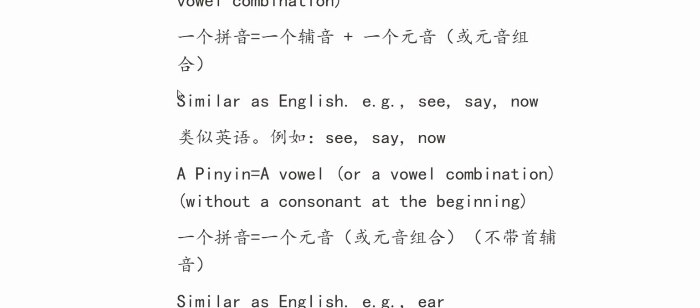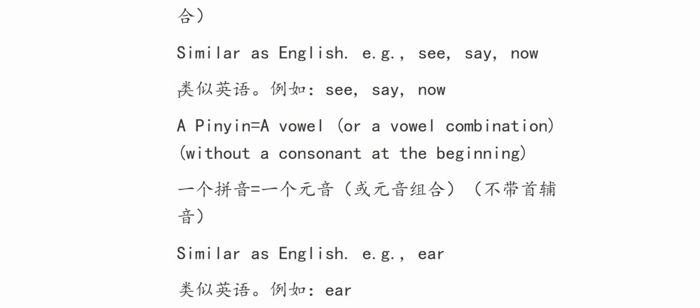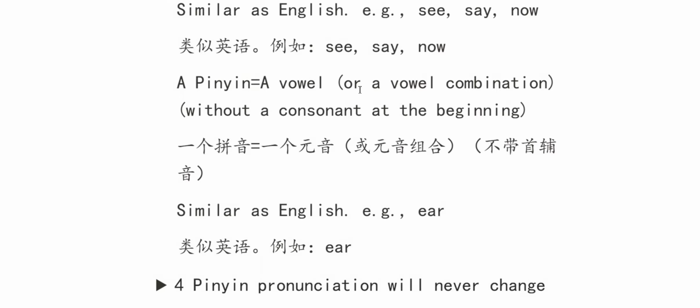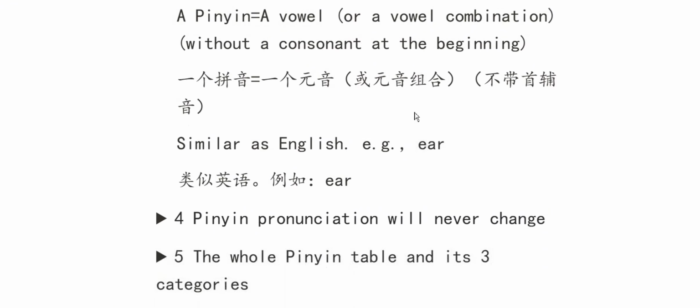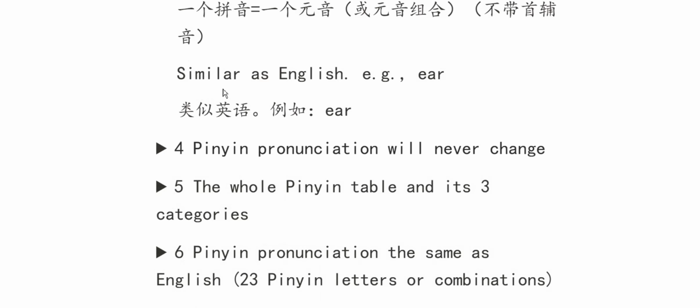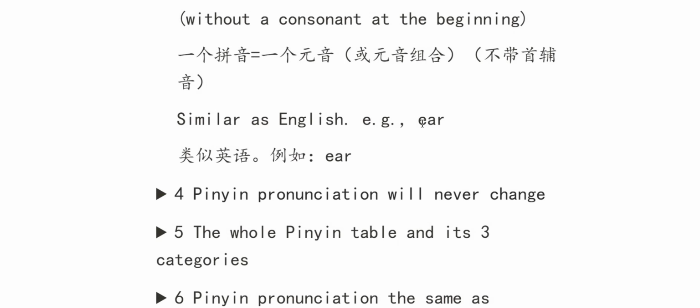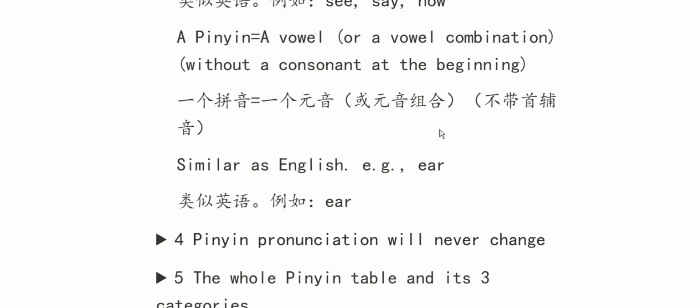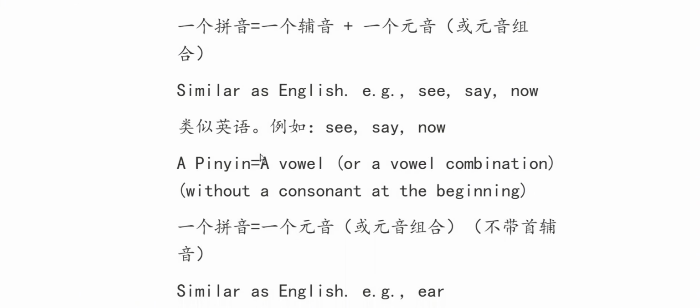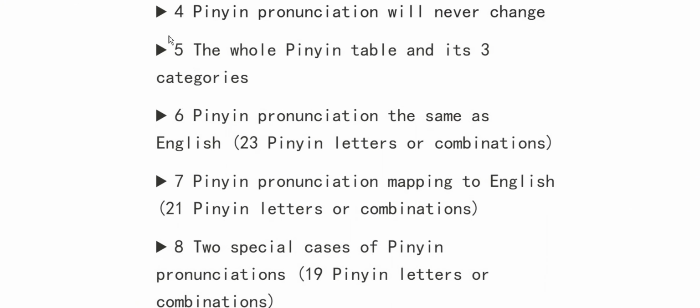Also, a pinyin could be a vowel or a vowel combination without a consonant at the beginning. This is also similar as English. For example, this English word, ear, it's just a vowel combination without a consonant at the beginning. So both cases are possible. Okay, let's move on to the fourth topic.